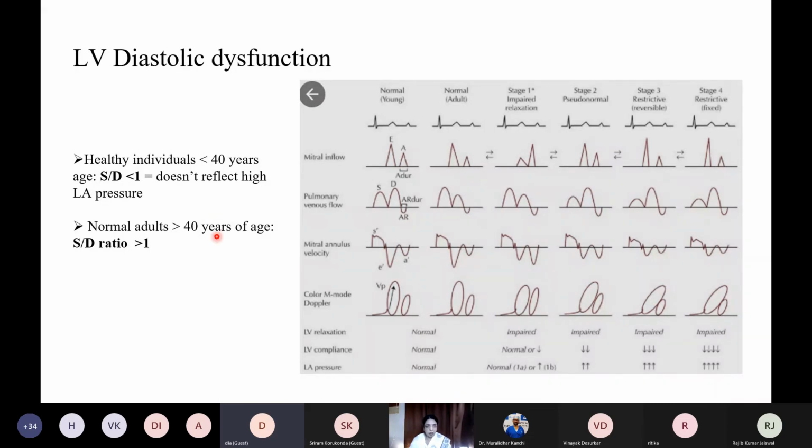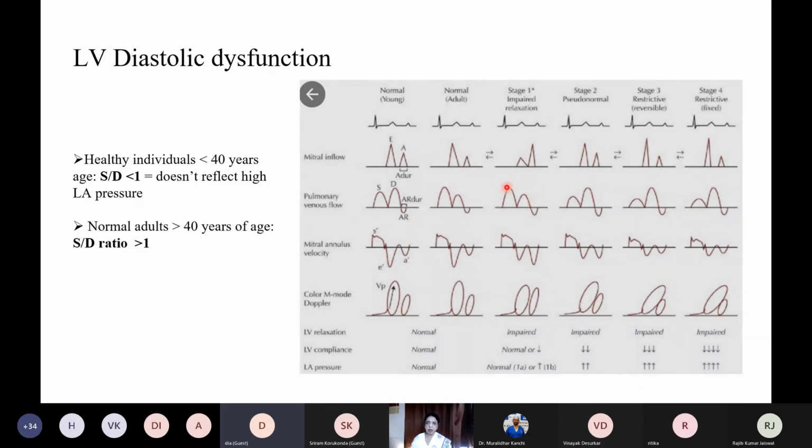But if the patient is more than 40 years of age, you don't find this in all the patients, but you do find sometimes S by D is less than 1 and you are worried whether it is abnormal. No, it is not abnormal. Young healthy adults do exhibit this. But when adults become more than 40 years of age, usually the S by D ratio is more than 1. That is very important. And you all know that this pulmonary venous flow, initially there is normal flow.